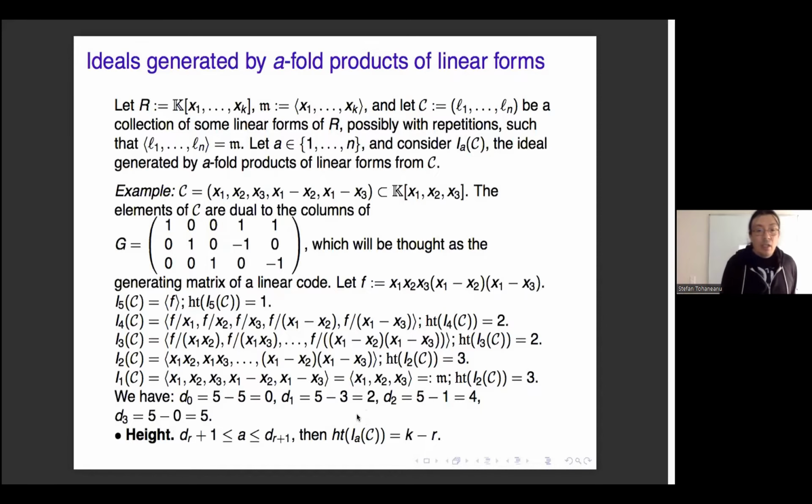So we have a result that says that if A is between Dr plus 1 and D(r+1), then the height is exactly k minus r.